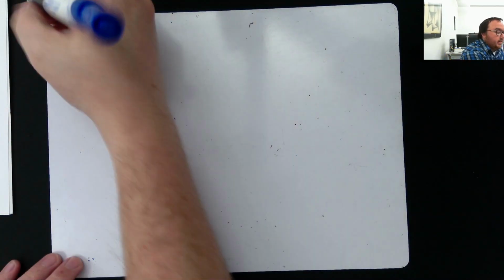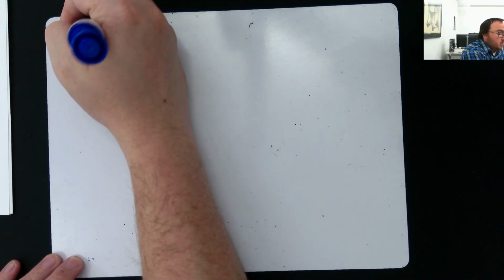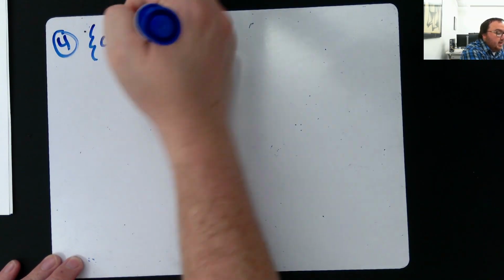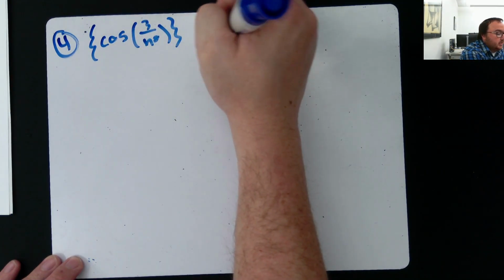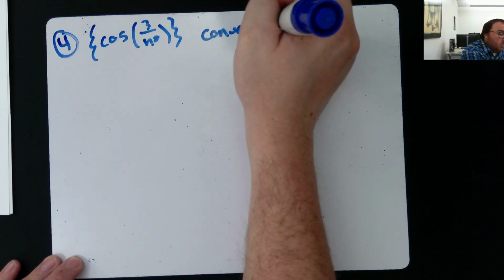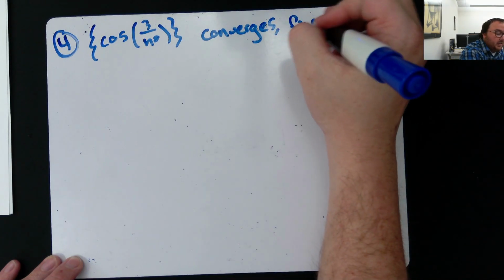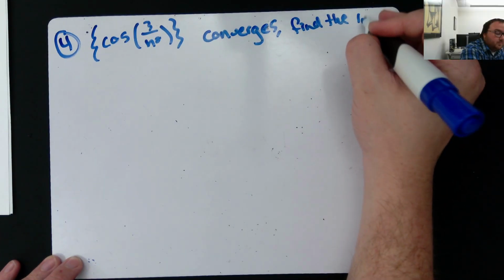So looking at an example, example number 4 says determine whether the sequence cosine of 3 over n squared converges, and if so, find the limit. If it does, it may not.